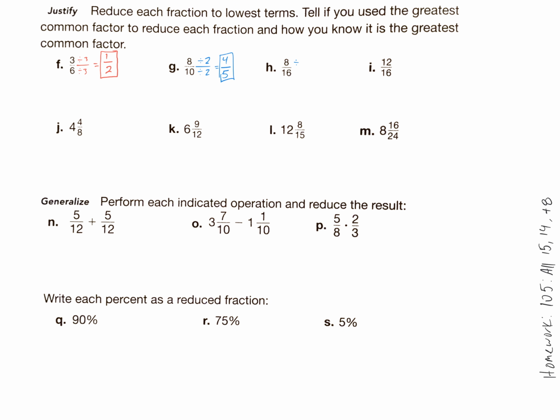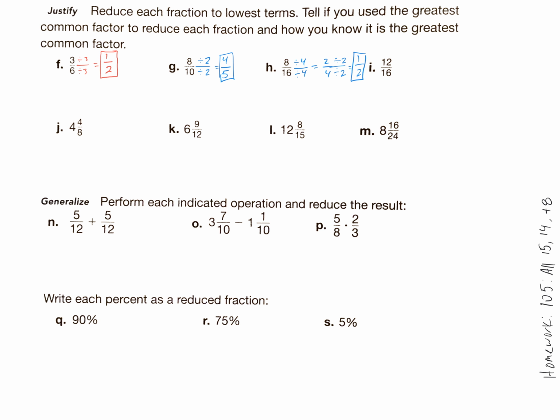Now this one you might think of a couple different numbers. I'm going to say the first thing I see is a 4. So I'm going to divide the top and the bottom by 4. 8 divided by 4 is 2. 16 divided by 4 is 4. But then I'm noticing that 2 and 4 also have a common factor of 2. So I'm just going to have to divide both top and bottom by 2. 2 divided by 2 is 1. 4 divided by 2 is 2. This one comes out to be 1/2.